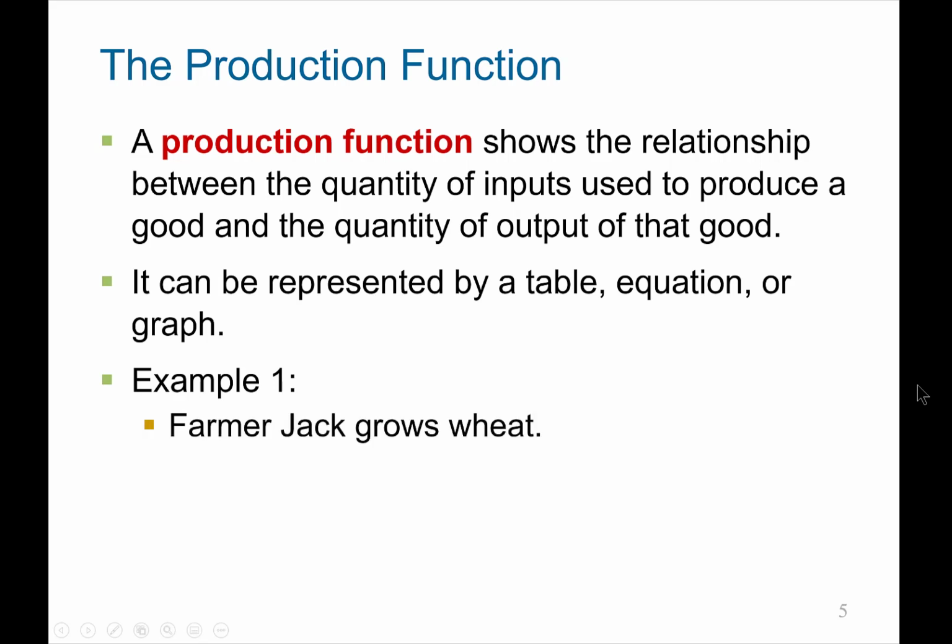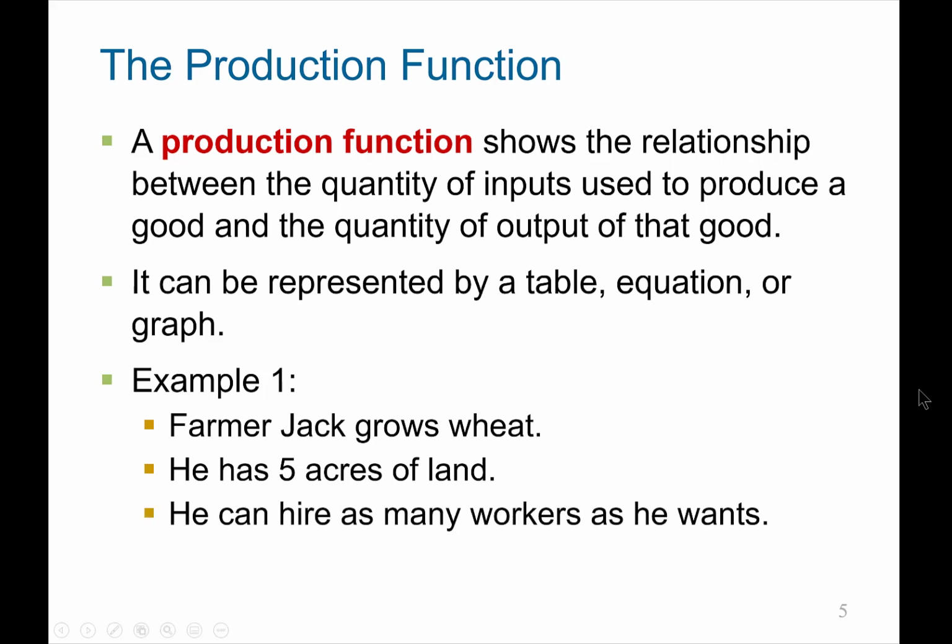we are growing wheat. Okay, so you are Farmer Jack, you're growing wheat, and you have 5 acres of land, and that's all you have. So this is what is fixed. Okay, so you have a fixed amount of natural resources, 5 acres of land. And so by now you should be able to identify that you're in the short run. Okay, and you have a variable input. Your variable input is the amount of workers that you employ.